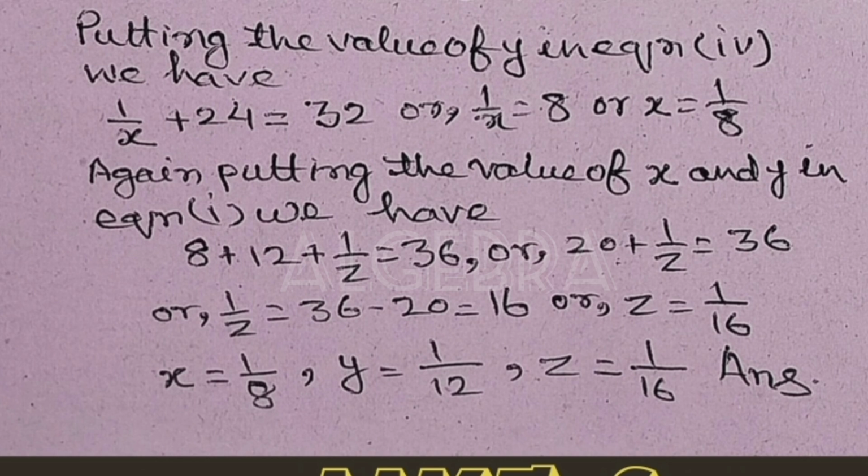Again, putting the value of x and y in equation 1, we have 8 + 12 + 1/z = 36, or 20 + 1/z = 36, or 1/z = 36 - 20 = 16, or z = 1/16. So x = 1/8, y = 1/12, and z = 1/16. Answer.